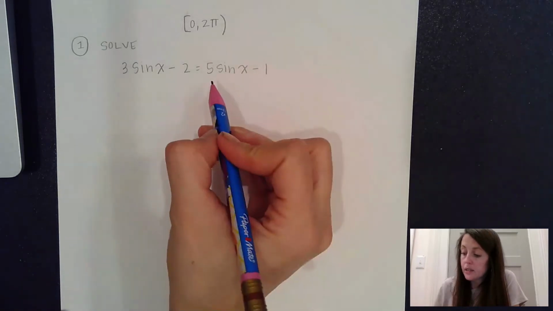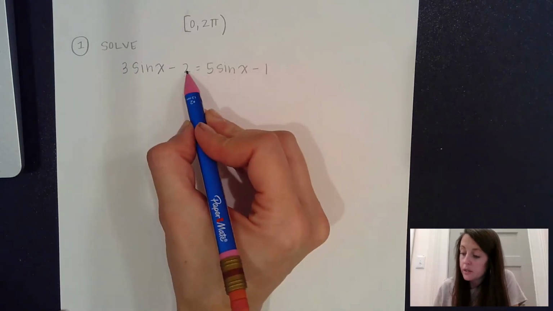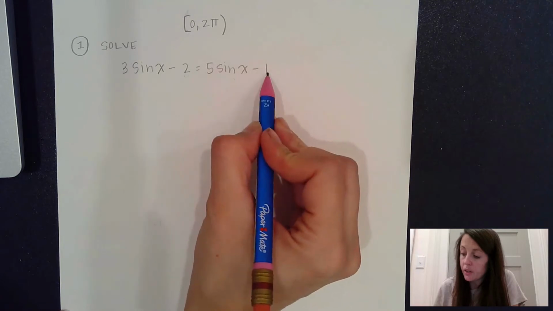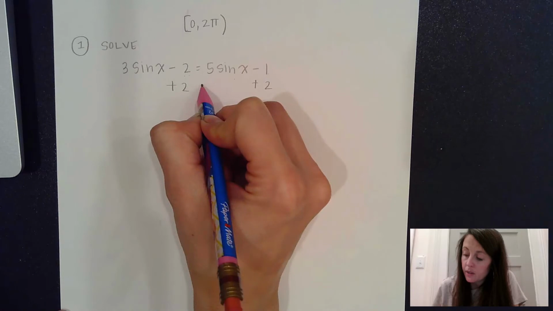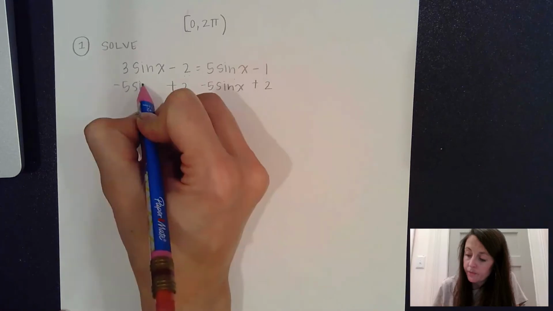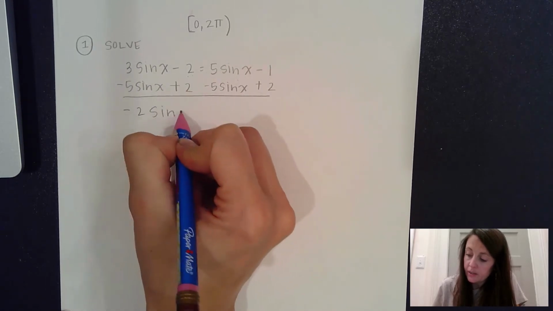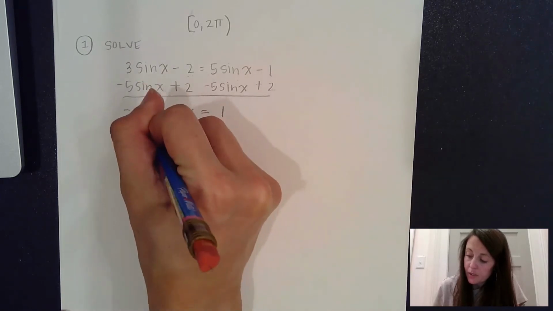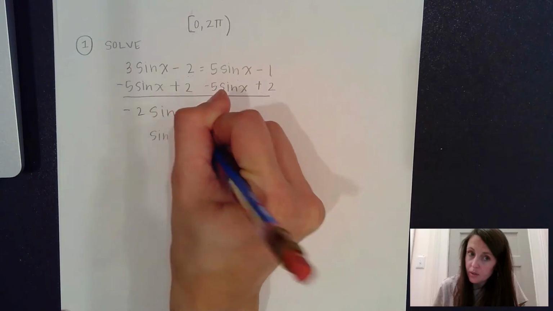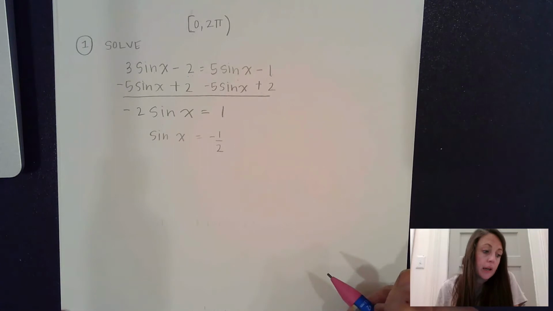So I need to isolate the sine of x. If I move the 2 over here, I'll add the 2, and then here I'll subtract the 1. So then I'll have a negative 2 sine of x is equal to 1. Divide both sides by negative 2, so you'll have sine of x is equal to negative 1/2.